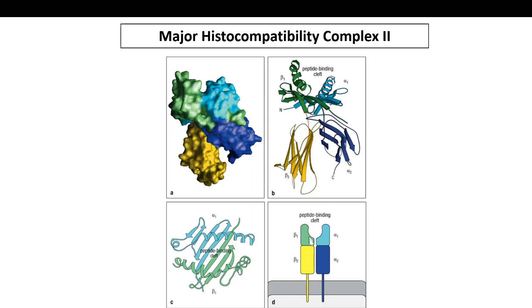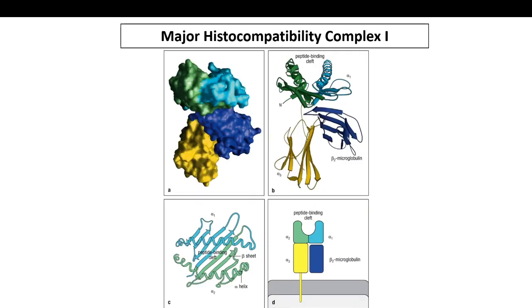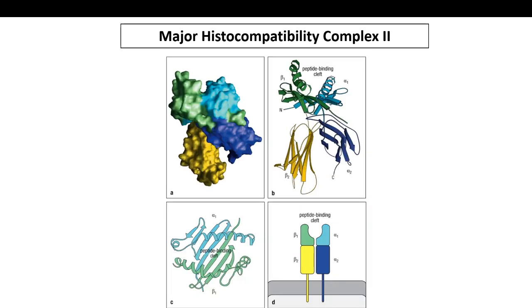But as I have said, for MHC2 the ends of the cleft are open, so large peptides can go and bind to this MHC2 complex. Whereas in MHC1, these two ends are closed, which is why smaller peptides normally bind to major histocompatibility complex 1. So this is a basic difference between them.